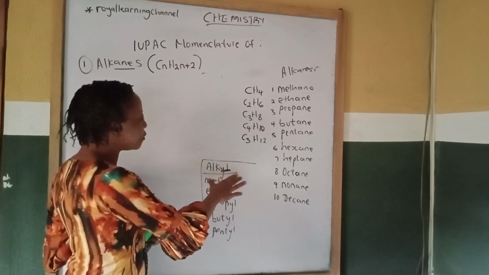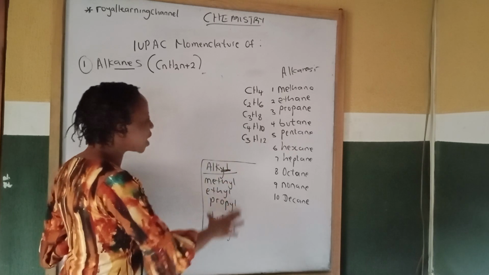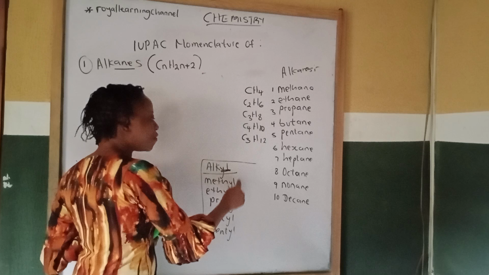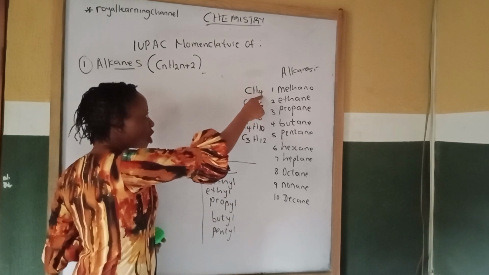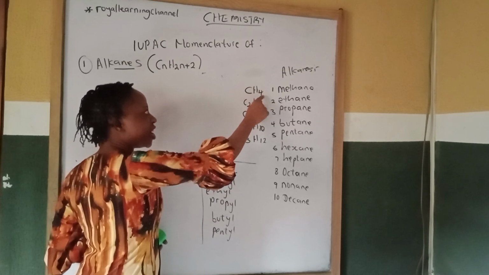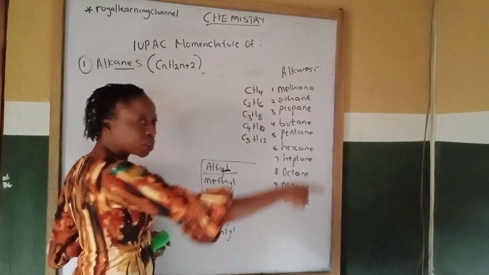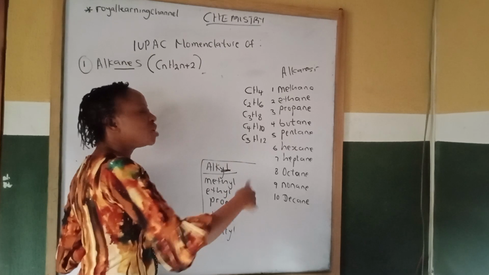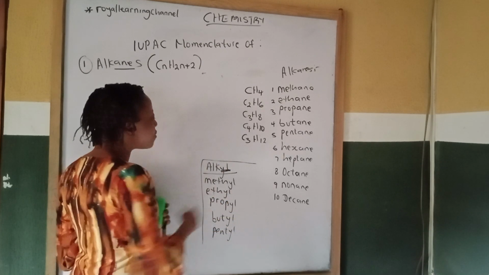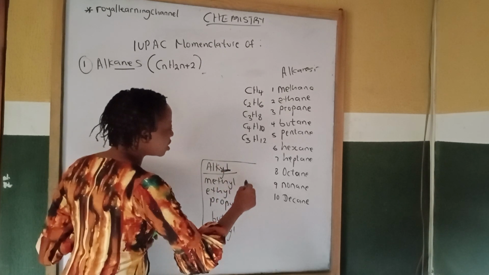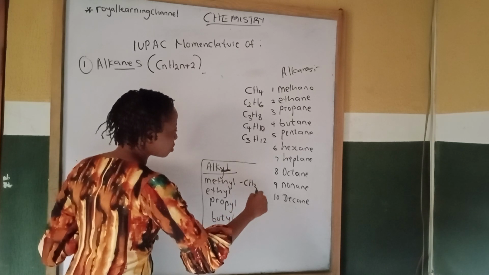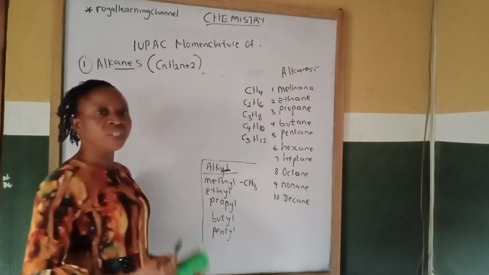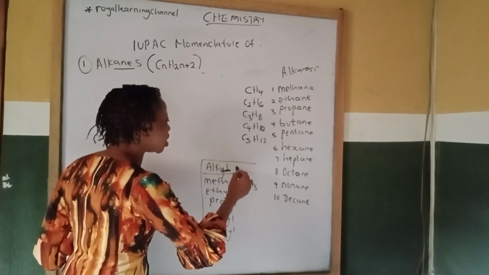So how can we derive the molecular formula for members of alkyl? Loss of one hydrogen atom from alkane will give us the alkyl. If there is loss of one hydrogen atom from this CH4, it will give me CH3. Remove one hydrogen atom from four hydrogen atoms here will give me 3. So the molecular formula for methyl is CH3.